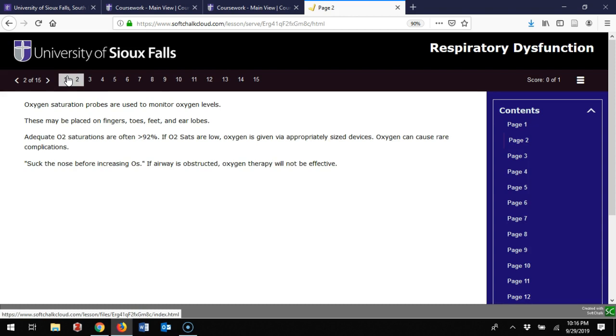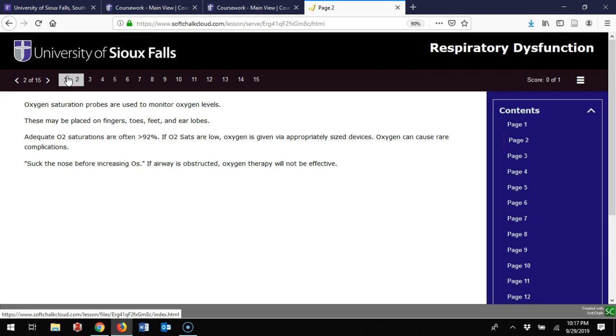So oxygen saturation probes are used in monitoring of oxygen levels. And you are all aware of this. You've seen it on the adult floors with the clip-on monitors or with the wraparound adhesive ones. In pediatrics, we use those wraparound adhesive ones predominantly because the kids will take off the clip-on ones. These may be placed in a variety of different areas. Fingers are commonly seen in the adult world, but in the pediatric world, we're going to use fingers, toes, feet, earlobes. I've seen it across the bridge of a nose.